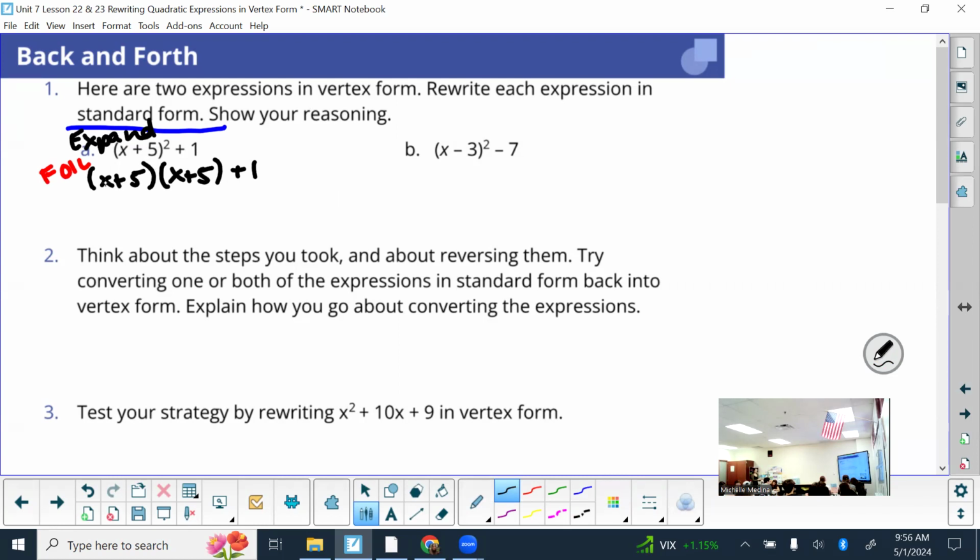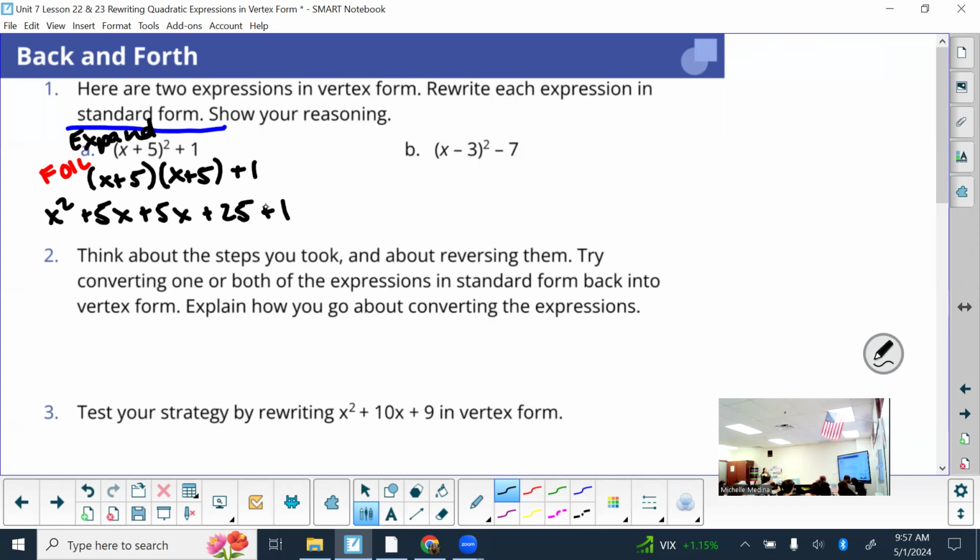When I FOIL it, I'll do it right now. X times x is x squared. Outer term, x times 5 is 5x. Inner terms, I get 5x. Last terms, I get 25. We also have this +1 there, so it'll be there.